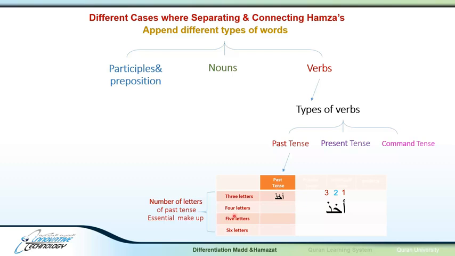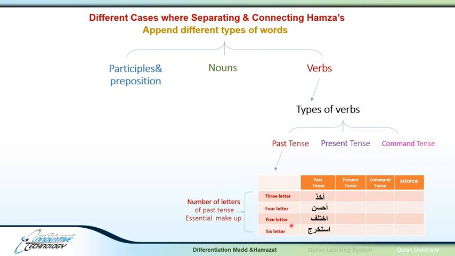Next is a 4 letters past tense example, ahsana, meaning made better. It has 4 letters, a, ha, sa, na, ahsana. Now we're going to take a 5 letters example, which is اختلف, meaning made a difference. It has 5 letters. Now a 6 letters example, استخرج, meaning extracted. It has 6 letters. Now let's take those 4 different examples of 3, 4, 5, and 6 letters past tense and see how that would affect the different other tenses, the present tense, the command tense, and the source of the word. Let's start with أخذ.